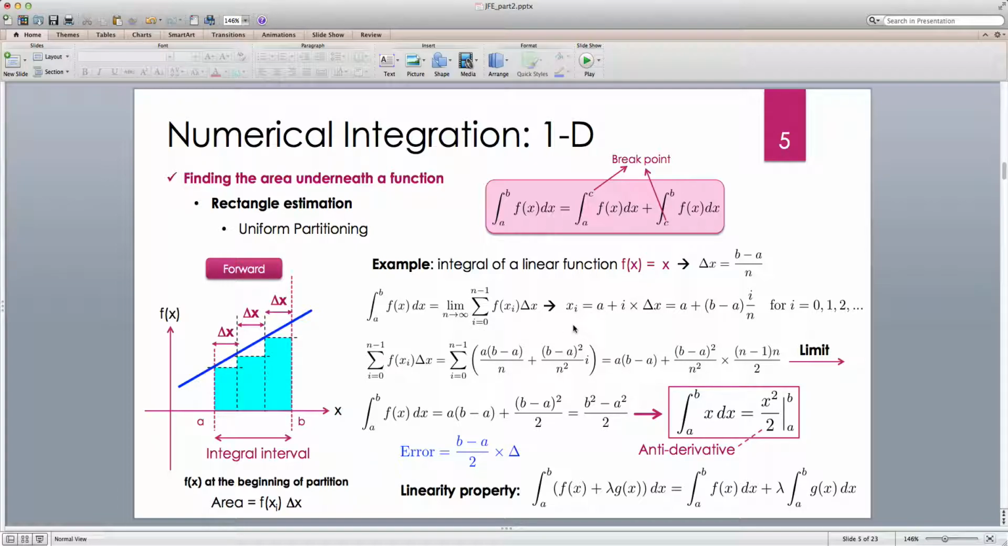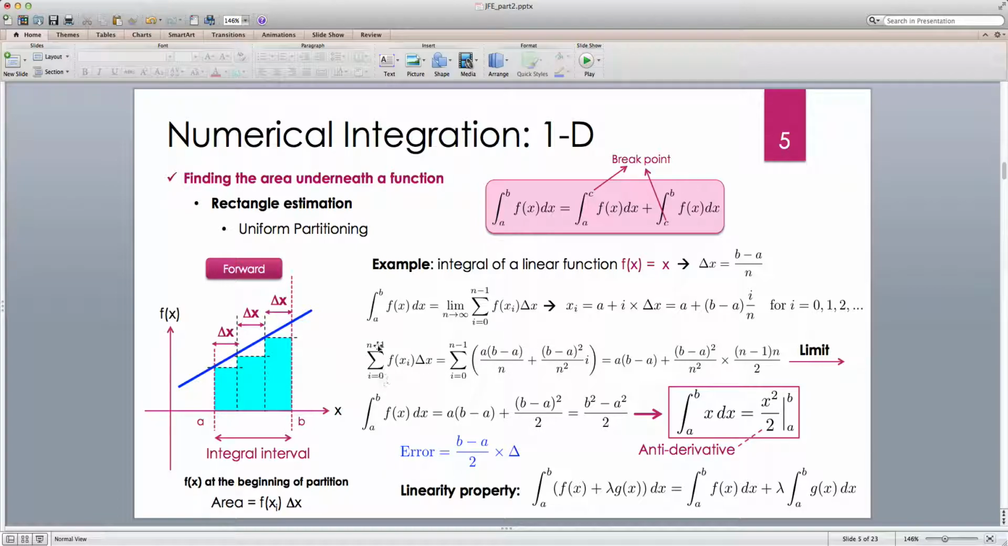So if I want to find this summation, first I need to find xi, which is a, the beginning of the interval, plus i times delta. So x0 is a, right, for the first interval. x1 is the second, a plus delta. x2 is a plus 2 delta, etc. Which we can explicitly write as a plus (b minus a) over n times i, alright? Remember, i is the variable, i is changing.